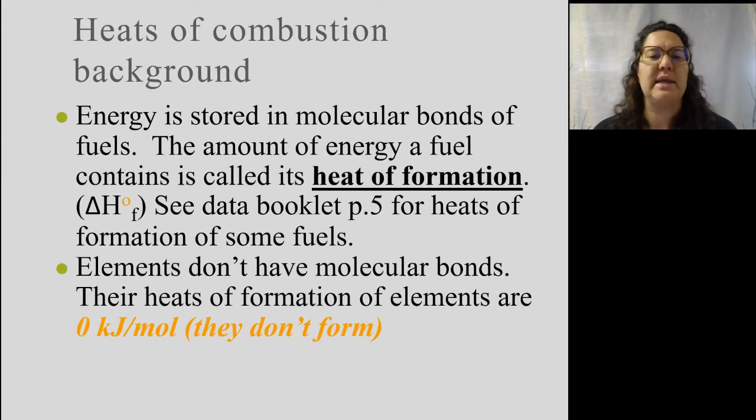So, when we talk about the heat of combustion, this is the energy that's stored in the molecular bonds of different fuels. The amount of energy stored in a fuel is called the heat of formation. Now, this is in your data booklet on page 5, and the symbol is delta H naught F. So, the change in the heat of formation.